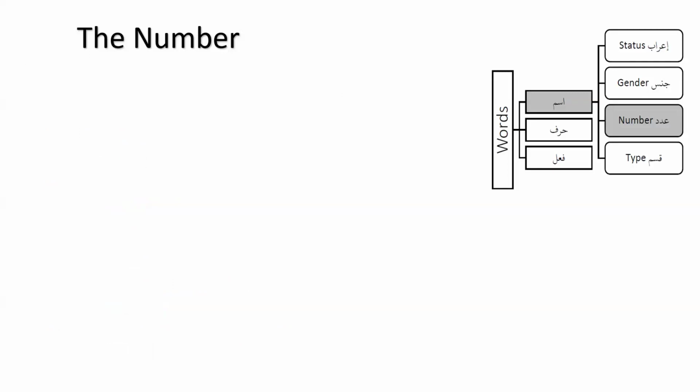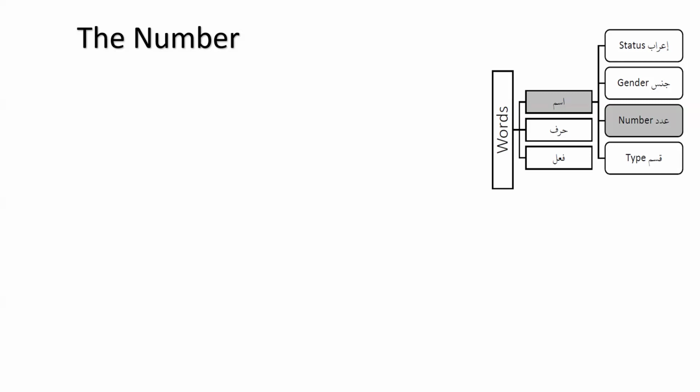If you can see on the screen, we are talking about ism. Ism has four properties: status and gender we have done, we're talking about number today, and we're going to do type next week, inshallah. Now, in number, when we did our Muslim chart, if you remember the chart, and you have to remember the chart, I'm saying again and again, the singular, dual, and plural columns you will need all through the course. So you have to remember that.